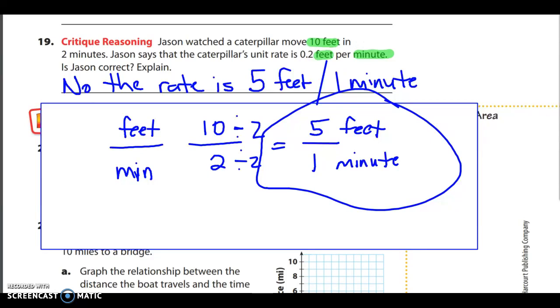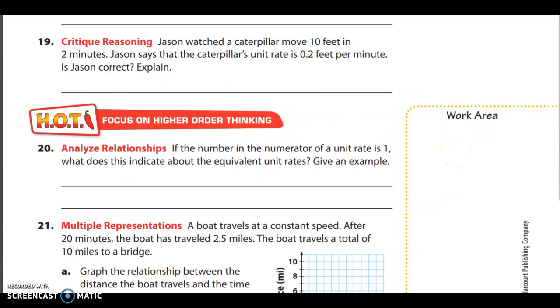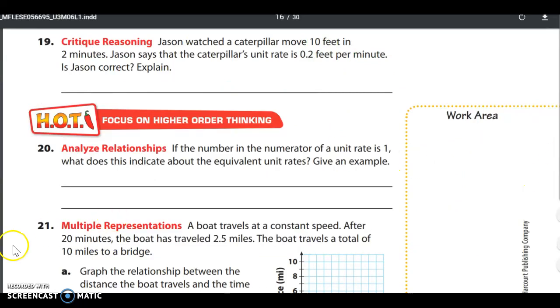Okay, we are out of time for this video. For this lesson, I'm going to allow you to skip the hot problems because we're out of time. Good job. You're done with page 184.